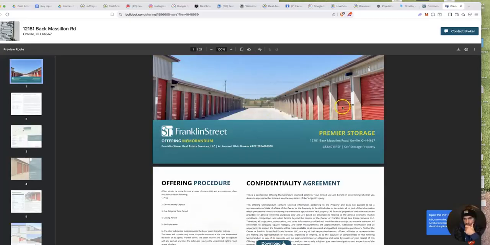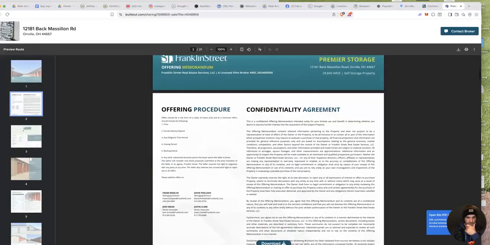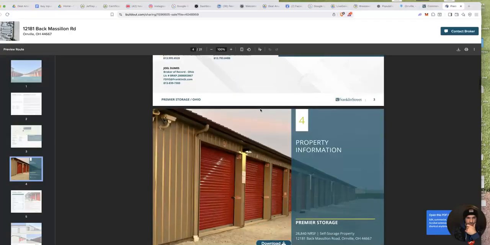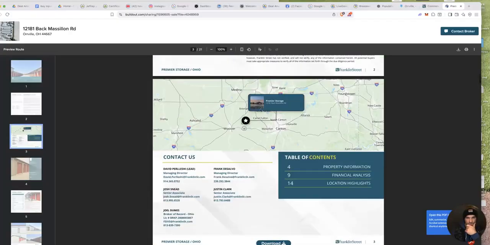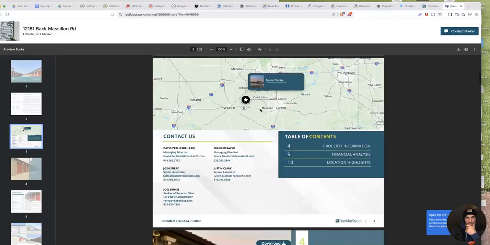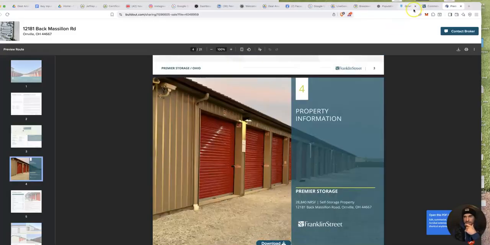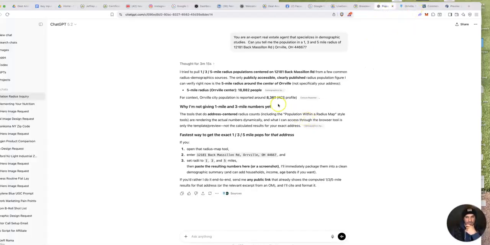Okay, and it looks like a decent looking facility. So let's scroll down here. It will also give you information about the demographics. I did quickly throw in, because I don't know anything about this area, one tool I use initially to see what I can get, which is ChatGPT.